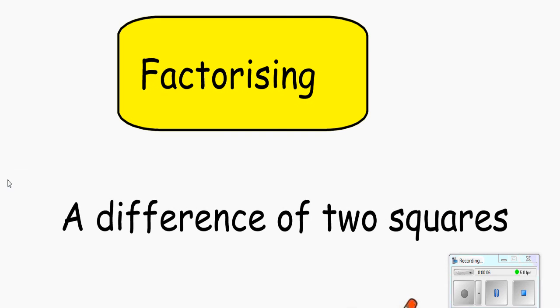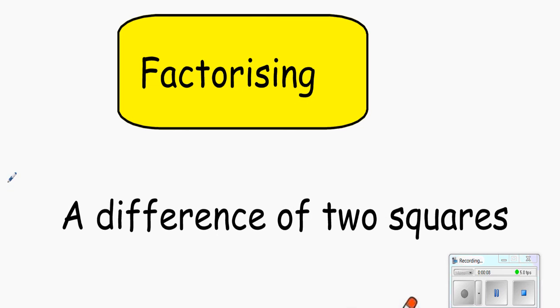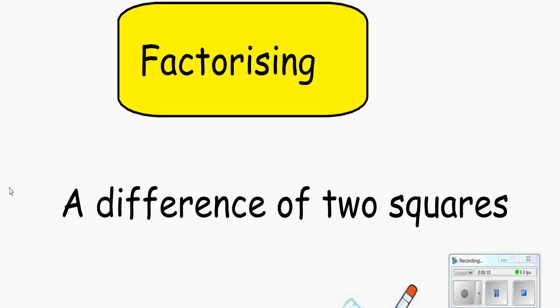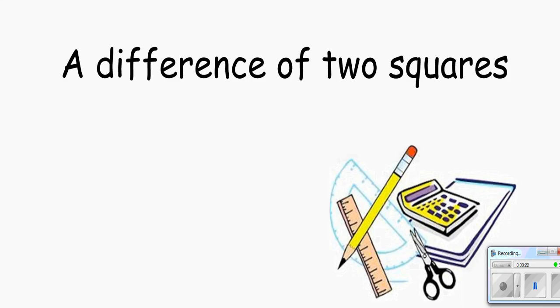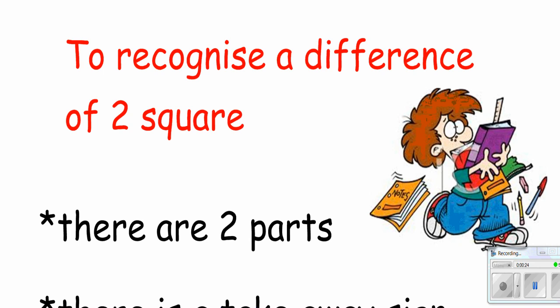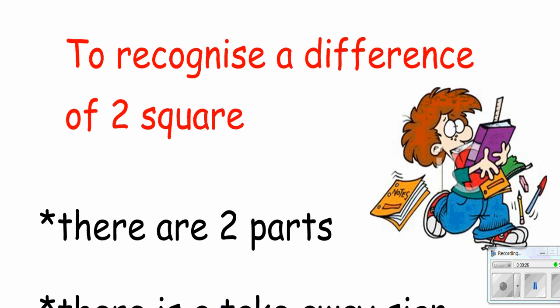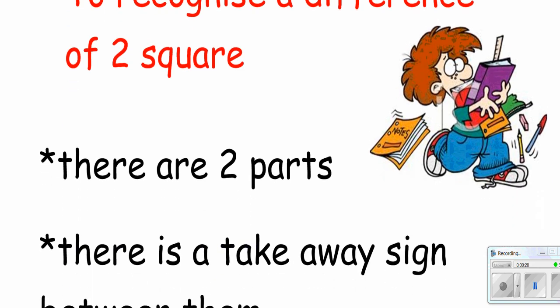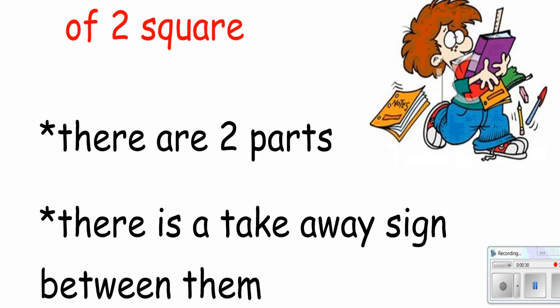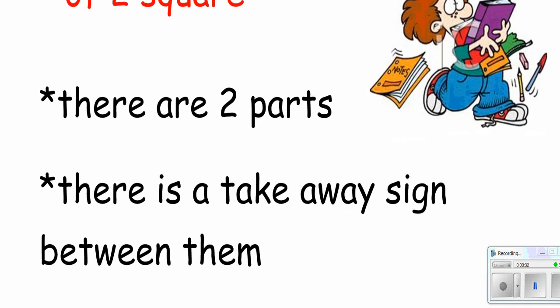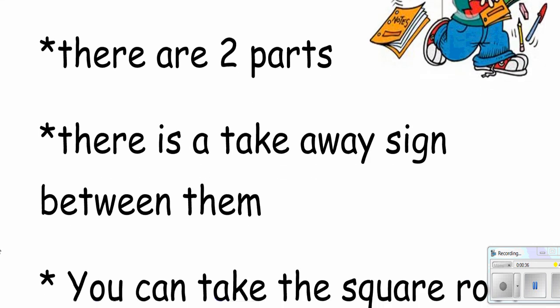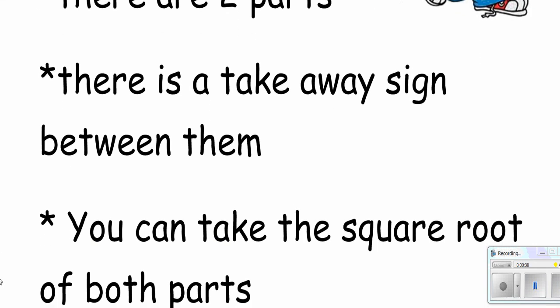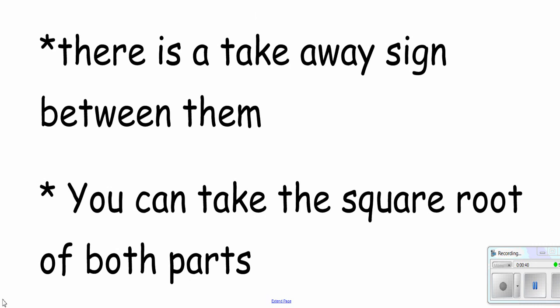We're going to look at the second type of factorisation, which is called a difference of two squares. To recognise the difference of two squares, there are three different things we have to take into consideration. The first one is there are two parts. The second thing is there is a takeaway sign between them. And the last thing is you can take the square root of both parts.